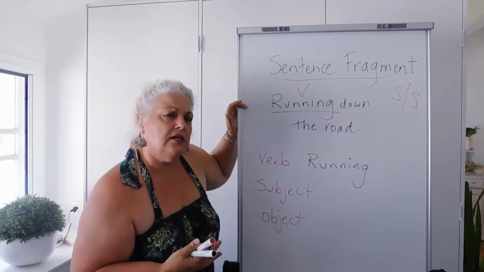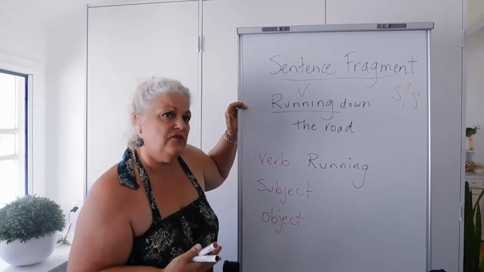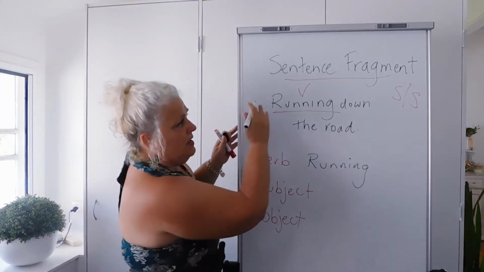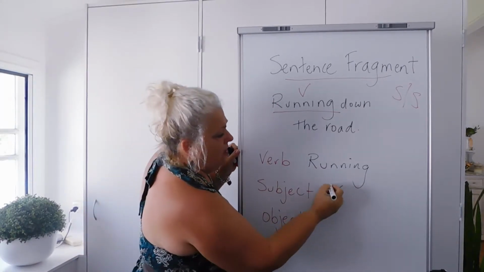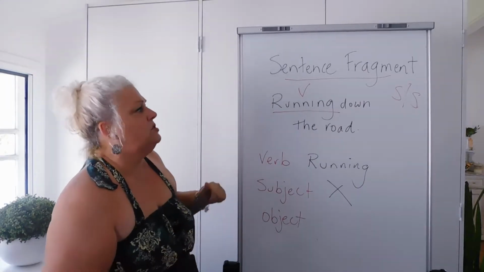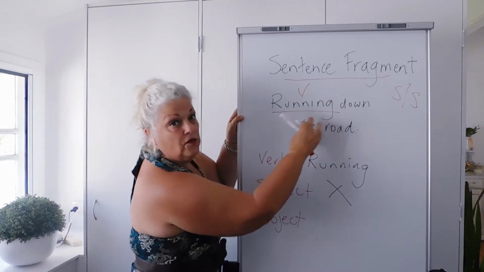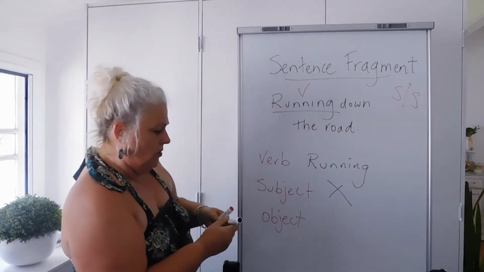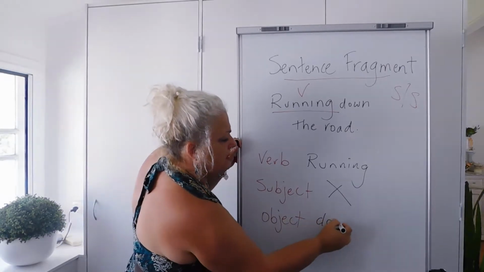Can you answer that question with this sentence fragment? Who's running? What's running? There is nothing provided, so it does not have a subject. Does it have an object? You ask after the verb, running where? Running where? Down the road. Yes, it has an object.